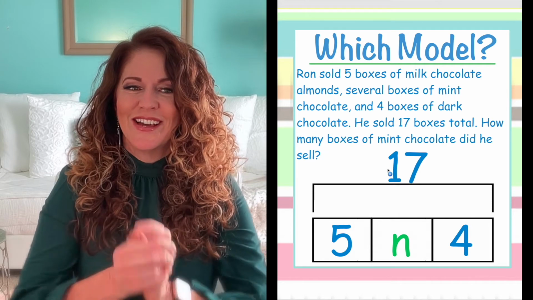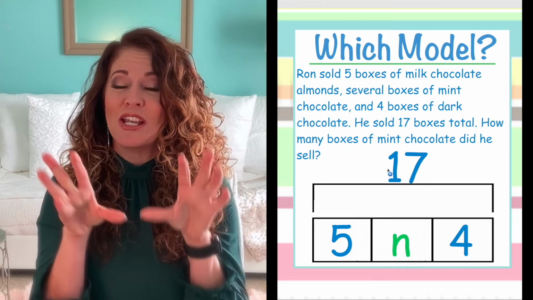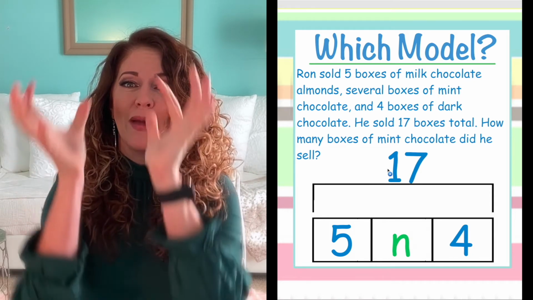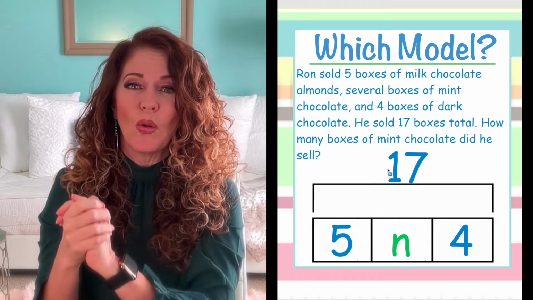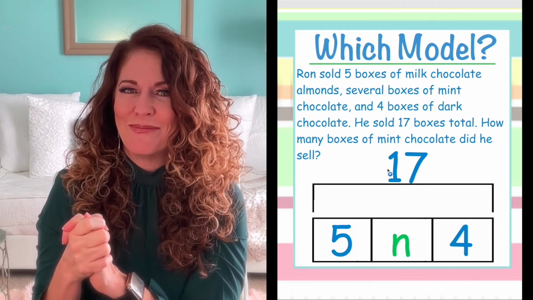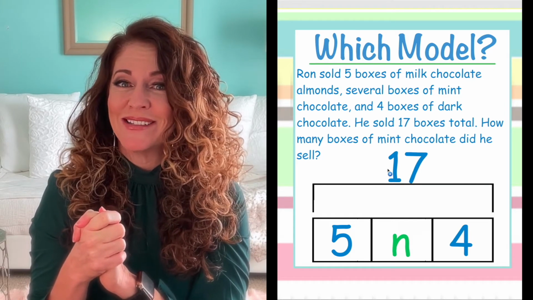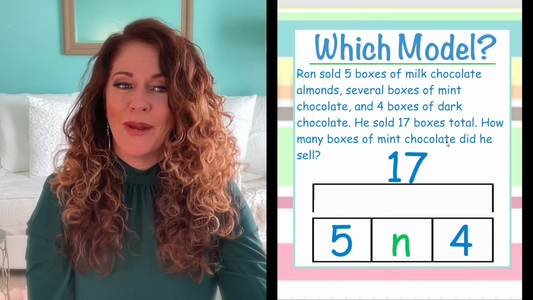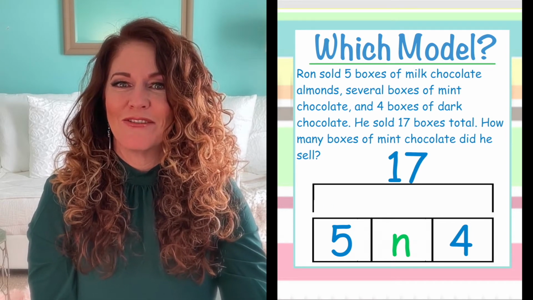17 boxes. So in order to solve this problem, I hope you remembered that we take those parts that we know, 5 and 4, and combine them. And we know that 5 and 4 make 9. So now we can go to that 17 and we can pull 9 from it. And when we pull 9 from it, how many boxes of chocolate are left from those 17? 17 minus 9 equals 8. So our unknown would be 8. How many boxes of mint chocolate did he sell? He sold 8 boxes of mint chocolate.